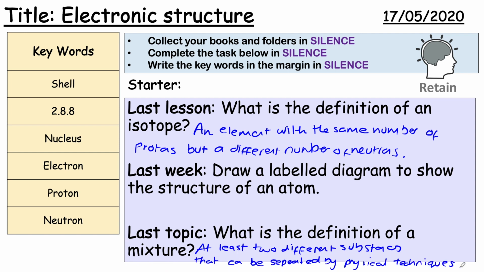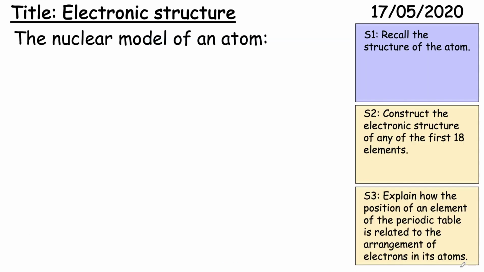Right, let's get on to today's lesson. And I did say we were going to look at the nuclear model of an atom. Now, just to recap, in an atom, you've got the centre, which is the nucleus. And in the centre of the nucleus, you have two subatomic particles. You have positive protons, and you also have neutral neutrons. But that's not it.